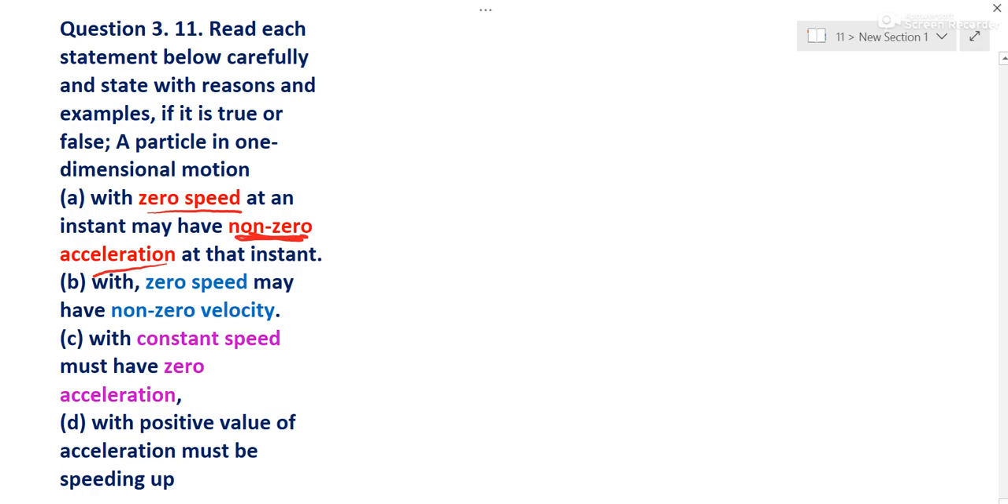And this we have seen at the highest point. At the highest point the body stops and then it falls down. So when the body is at the highest point, speed is 0, but acceleration is not 0. Acceleration is 9.8 meter per second square. So you have to remember the example also for this. This is important.